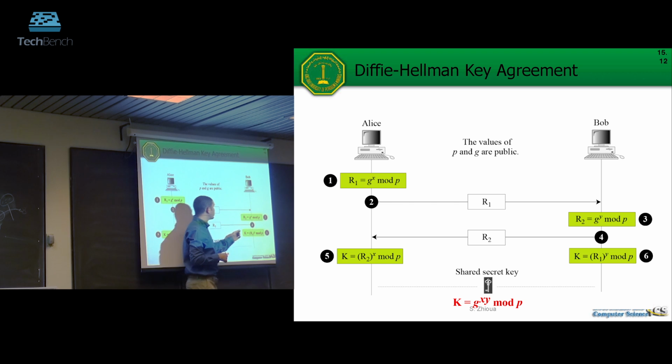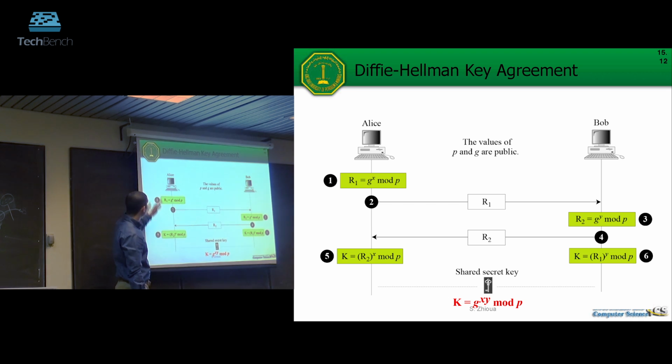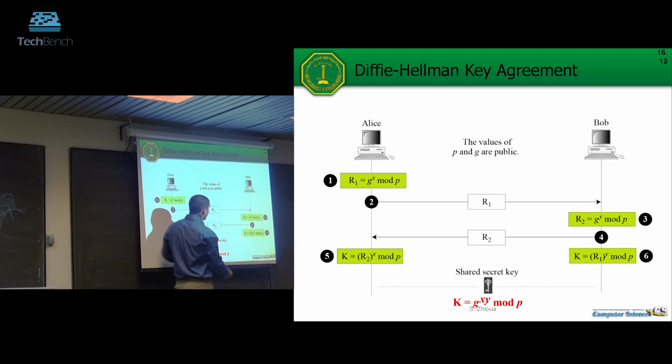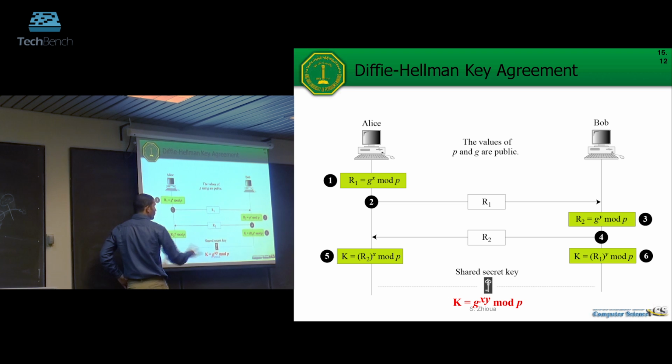Now Bob will do the same thing. He will generate another large number Y, also secret. He should not send it to anybody. He will compute G to the power Y modulo P, and generate R2. And he will send R2 to Alice. Now both of them will do the same thing. Alice will take the value she received from Bob and put it to the power X modulo P. She will obtain the key. Bob will do the same thing. He will take R1 received from Alice, to the power of his own Y, which is secret, modulo P. At the end of the day, both of them will obtain G to the power X times Y, modulo P, and this is the secret key.